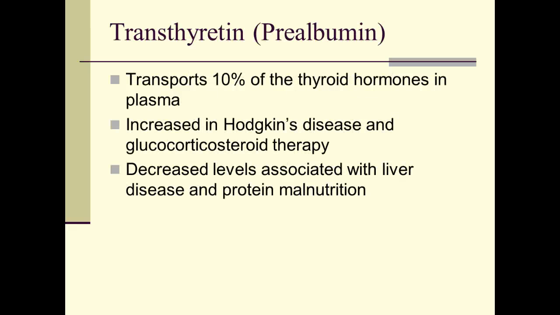The next one is called Transthyretin or Prealbumin. This transports some thyroid hormone in the plasma. It's also increased in Hodgkin's disease and glucocorticosteroid therapy, but we see decreased levels with poor nutrition. So if somebody's on tube feeding per se, and they want to make sure that the body is able to absorb that protein and actually use it, they might do a prealbumin to check and see if that tube feeding is working appropriately.